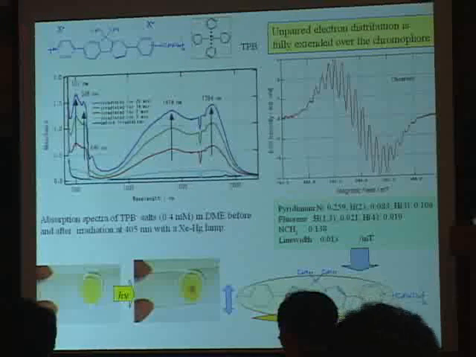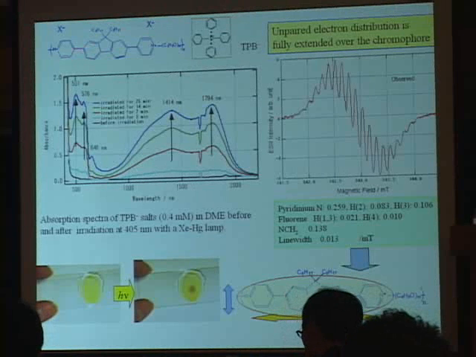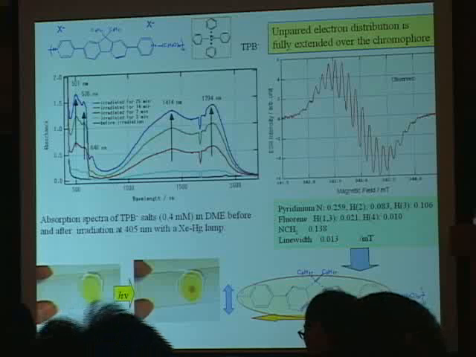Which means that before photoirradiation, these three units are not in a planar arrangement, but after one electron is transferred from the counter anion, it becomes totally flat, and this gives the absorption change.